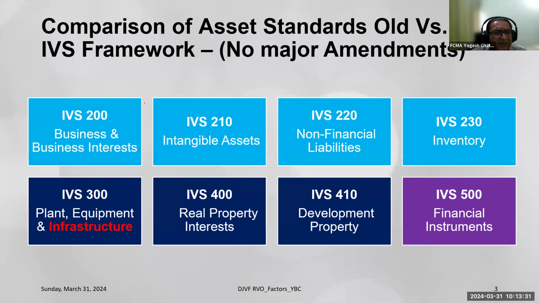And second, as we all are aware, IVS is divided into two parts. We have the general standards and we have the asset standards. In all, there are 8 asset-specific standards, starting with IVS 200 and ending at IVS 500.